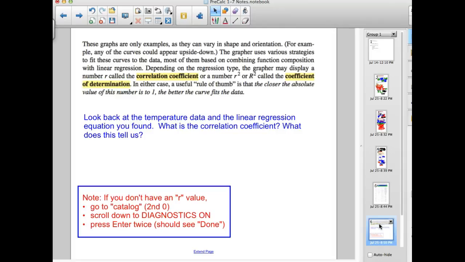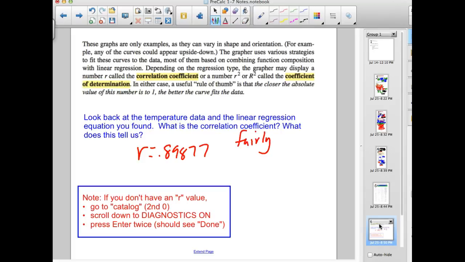So looking at your screen, just quit out of your table for a second, and it'll go back to that screen. Notice the R value that we had, 0.89857. That's fairly close to 1, but it's not perfect. And when we looked at the graph, you saw the line, and not all the dots were on the line, right? So I would say it's fairly linear, but not perfect.